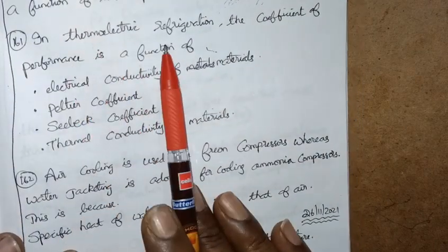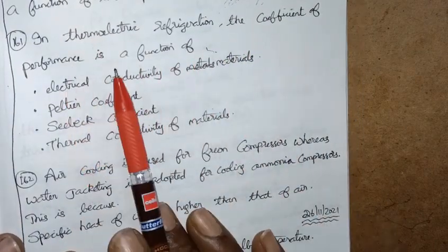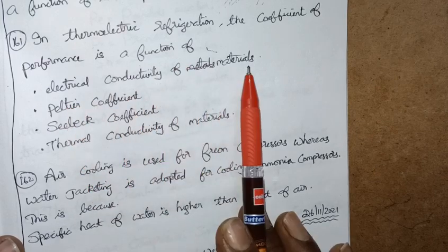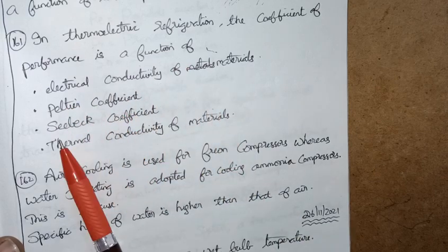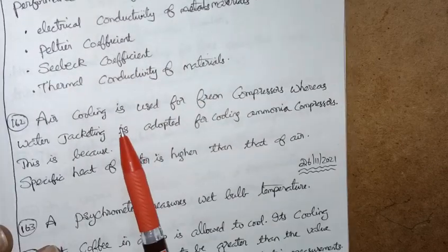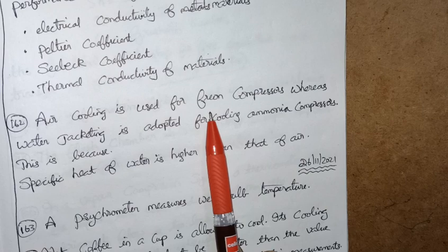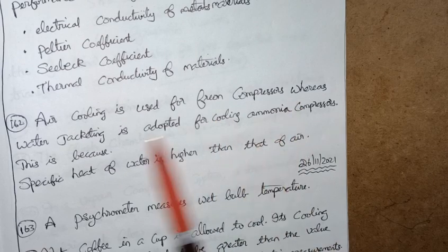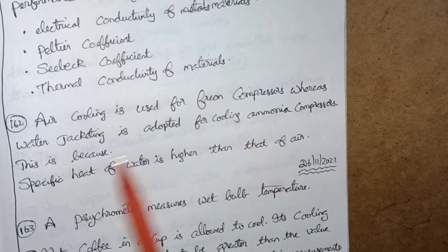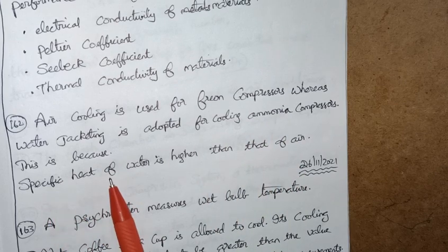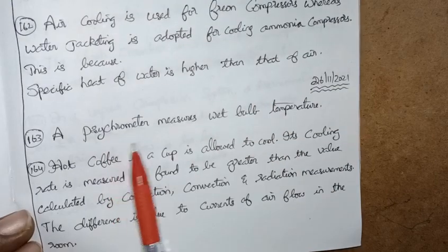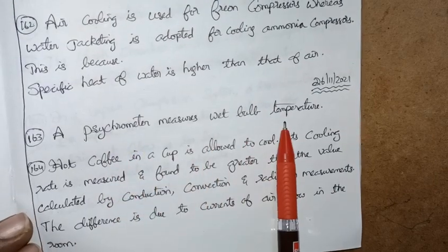In thermoelectric refrigeration, the coefficient of performance is a function of electrical conductivity of materials, Peltier coefficient, Seebeck coefficient, thermal conductivity of materials. Next, air cooling is used for freon compressors, whereas water jacketing is adopted for cooling ammonia compressors. This is because specific heat of water is higher than that of air. A psychrometer measures wet bulb temperature.